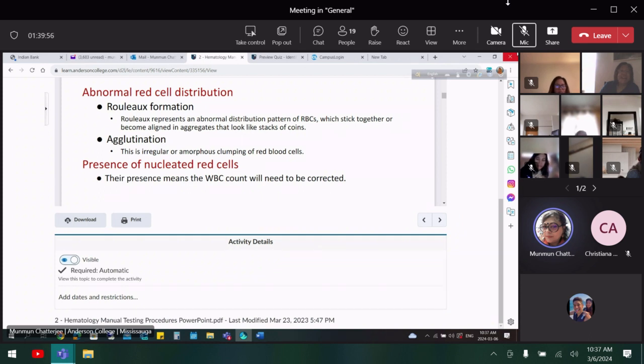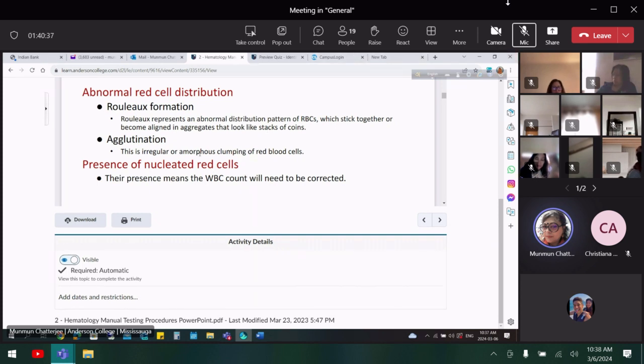So Rouleaux formation, these questions come too often, okay? Abnormal cell distribution. Rouleaux is the abnormal distribution of the patterns of RBCs, when the RBCs come together, become aligned and aggregate, looking like a stack of coins. That happens when there is a problem. When you are doing the ESR, you can see some RBCs like a stack of coins at the bottom. Generally, you will not see it in our blood, but sometimes you can. The RBCs should be floating, right? But they stick together, one coin after another. That is called the Rouleaux formation, okay?